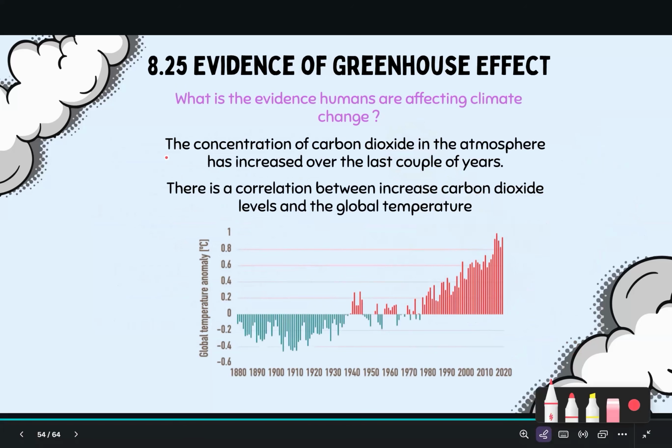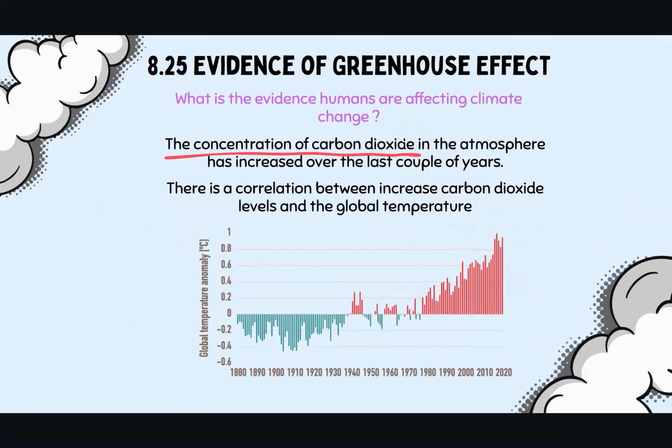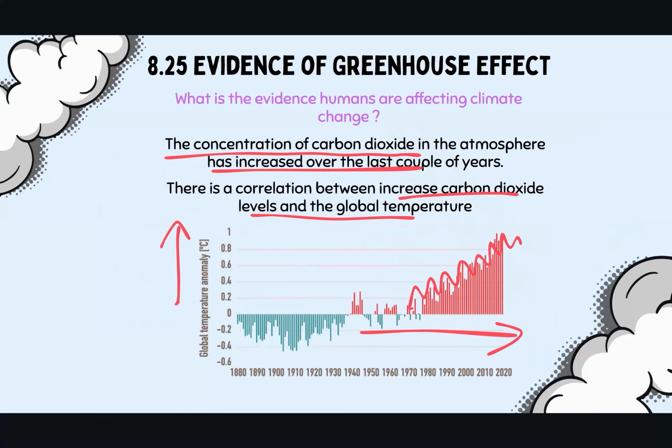The concentration of carbon dioxide in the atmosphere has increased over the last few years. There's a correlation between the increase in carbon dioxide levels and global temperature. So what you're seeing here is global temperatures increasing and carbon dioxide levels increasing. But you can also see it's a bit of a zigzag, going up and down. And it's because of that you get some people who have other ideas.